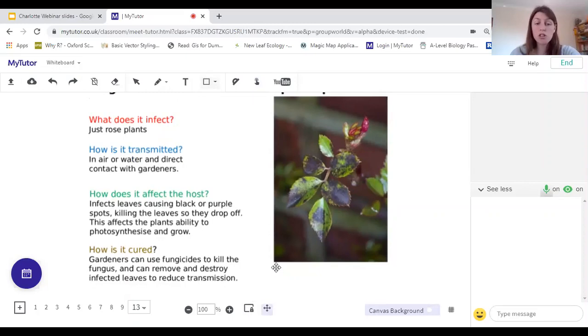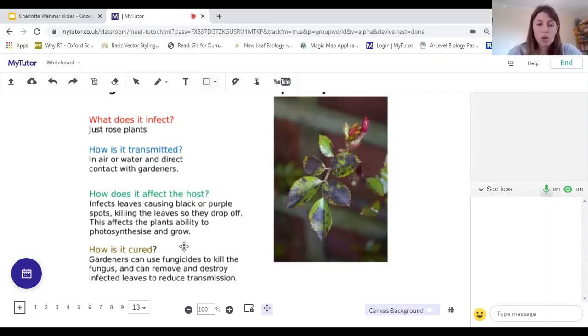Again, can it be cured? So gardeners can use fungicides to kill the fungus. When you're gardening or farming crops, or if you are producing fruit or anything like that, you quite often use sprays, pesticides, to target different pathogens of the plant. So in this case, you could use a fungicide to kill the fungus and stop your plants being infected by rose black spot.